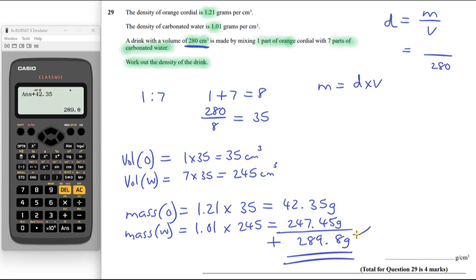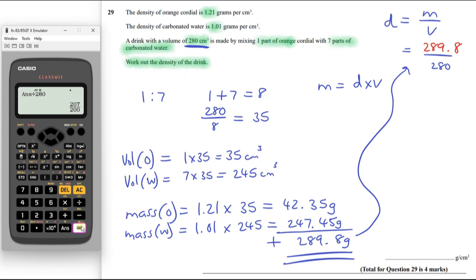So now I can substitute this all the way up here. So we're going to put in 289.8 up here. So that is the total mass divided by the total volume. So we're going to divide that by 280, and we get 1.035, and that is going to be in grams per centimetre cubed. So let's put that down there.